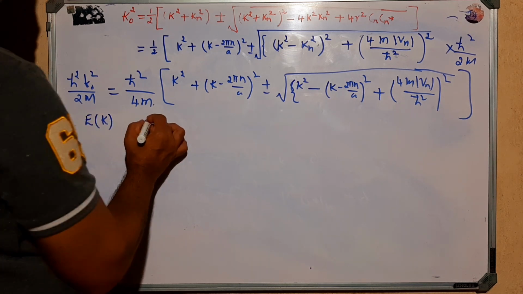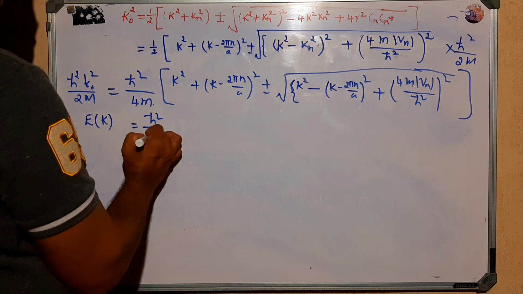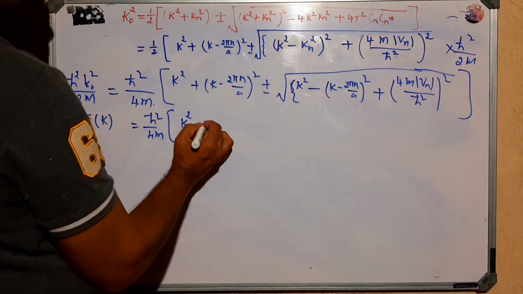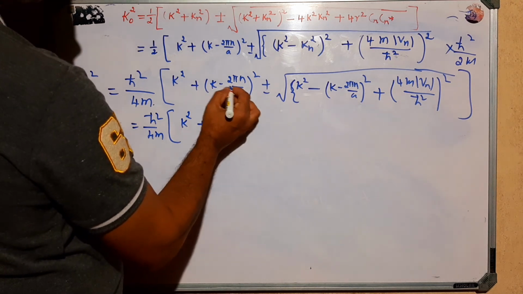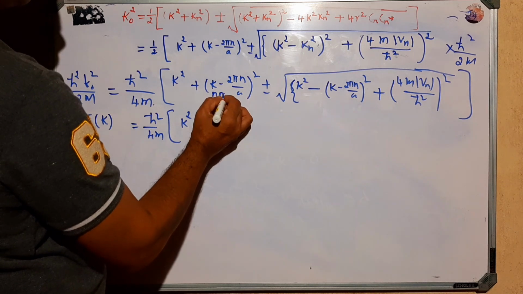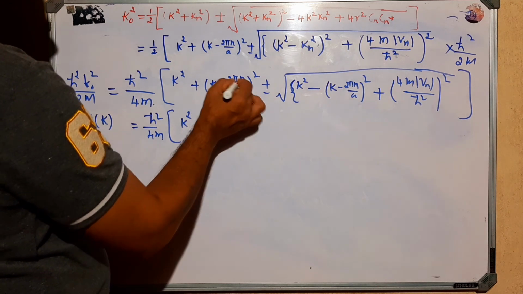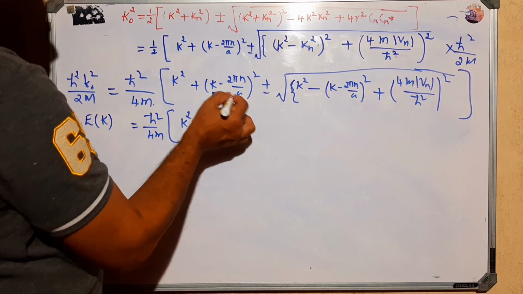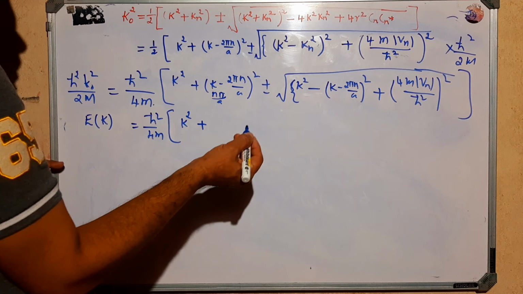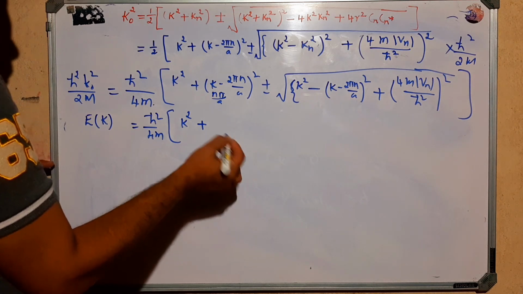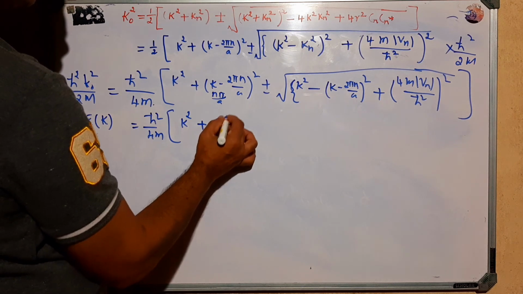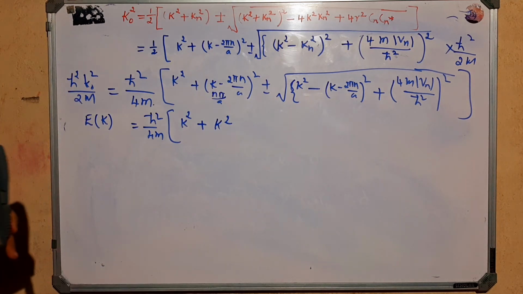E of k is equal to h cut square by 4m, k square plus k minus 2 pi n by a, where k is equal to n pi by a. So n pi by a minus 2 pi n by a is minus pi n by a, whole square, that is equal to pi n by a whole square. Pi n by a means what? Again it is k, it becomes k square.